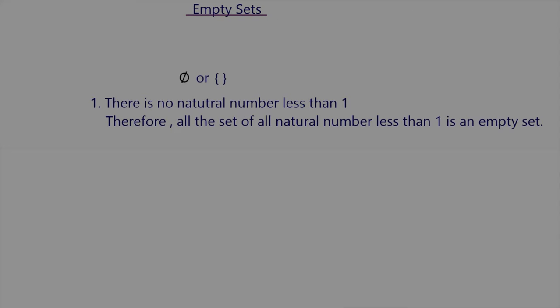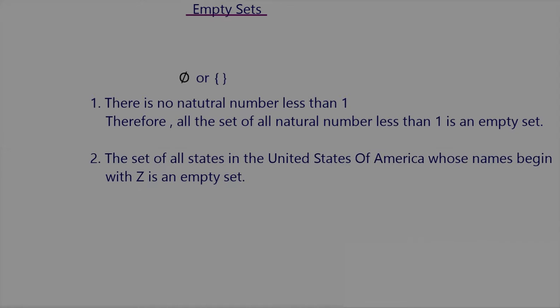Let's talk about empty sets. A set that contains no elements is called an empty set. This can be written using the symbol ∅ or a pair of empty brackets, whichever you prefer. An example of an empty set is a natural number less than 1. Because natural numbers start at 1, any number less than 1 is not a natural number, and so that forms an empty set. Another example would be the set of all the states in the United States of America whose names begin with Z, which would form an empty set because there is no state in the United States of America whose name starts with Z.